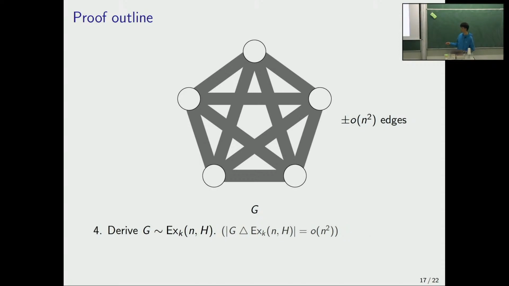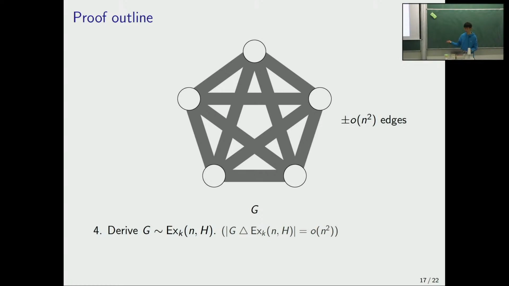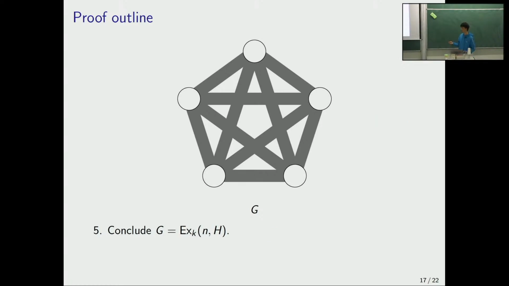And from this, we go back to the G work and show that G is very similar to the desired extremal multigraph. So again, the difference is only small-o of n square number of edges. This is possible because these two extremal multigraphs would have almost the same structure, and that is because of the way we derive HC from H. So we derive that G is very similar to the desired multigraph, and from this we conclude again somehow that G is exactly the desired multigraph.